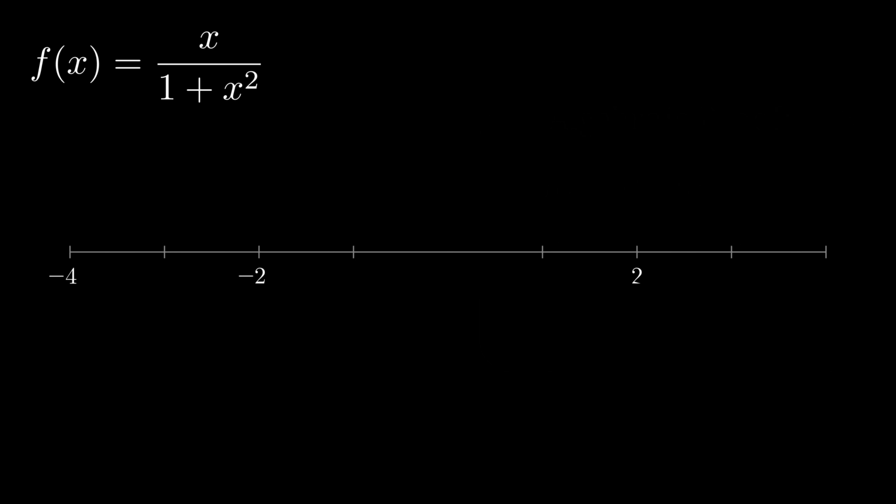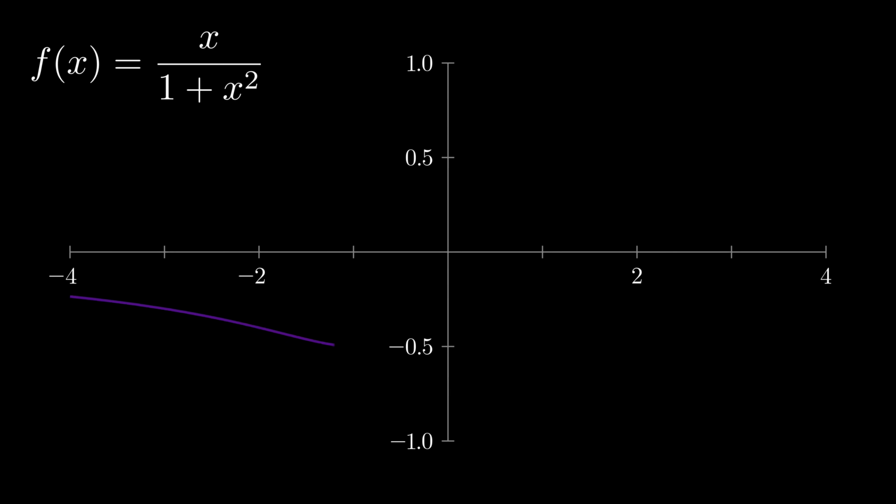Now let's look at a slightly trickier function. f of x equals x over 1 plus x squared. The graph still passes through the origin, but this time the curve bends in a more subtle way. It doesn't mirror across the y-axis. Instead, it rotates 180 degrees around the origin and lines up with itself. That's the mark of an odd function. Let's see if the algebra confirms it.